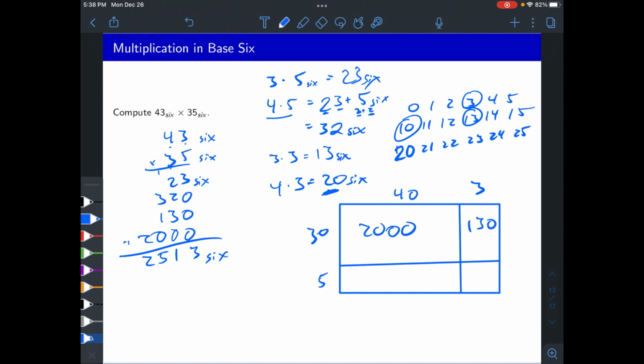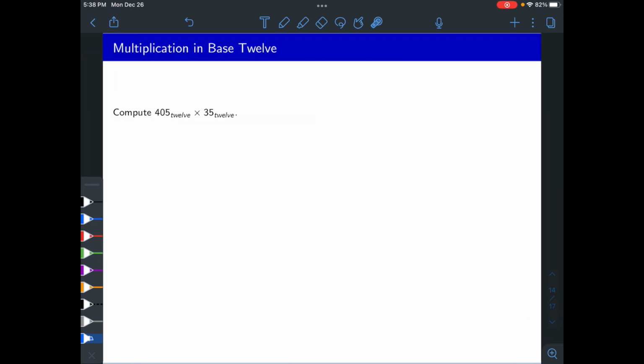But then I put down the extra 0. 40 times 5 is 32. But include the other 0, and then 3 times 5 is 23 base 6. And then you just add up all of these numbers, just like we did over here, and get to your same final answer.